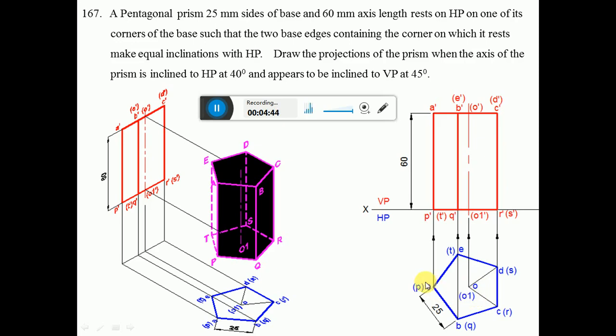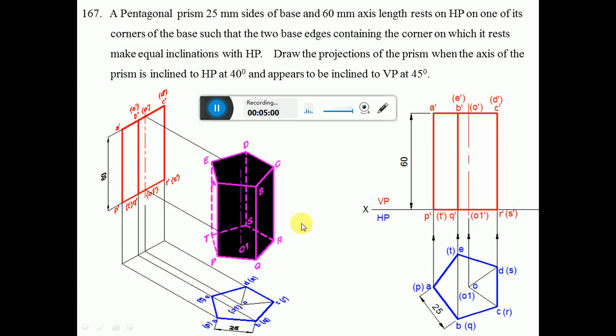Then project all the points P, Q, R, S, T to the XY line. Since P, Q, R is near to the observer, P dash, Q dash, R dash is visible, and S and T is away from the observer, so S dash and T dash you put in bracket.